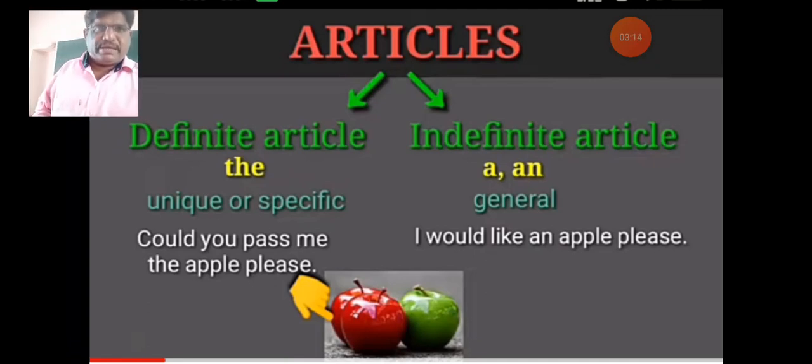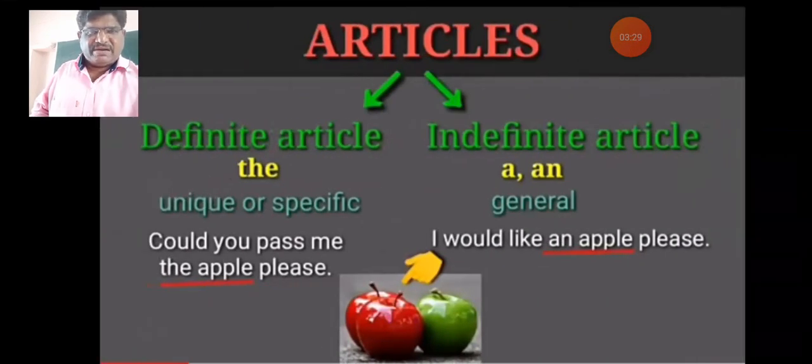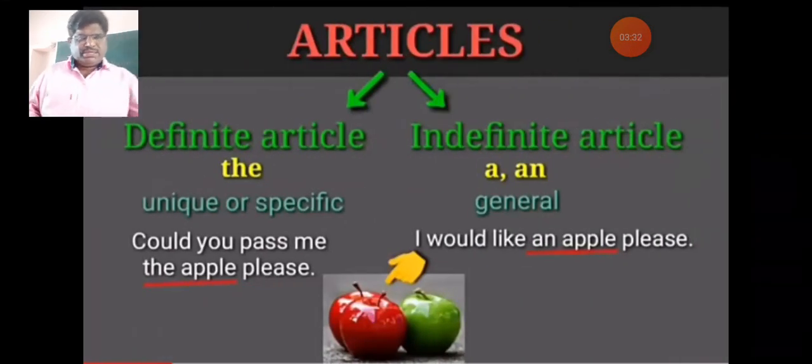I would like an apple, please. Here nothing specific is mentioned. Either a red apple or a green one you can provide. So it is only a general request. I would like an apple, please. Could you pass the apple, please? Which was specified? The red apple was specified.